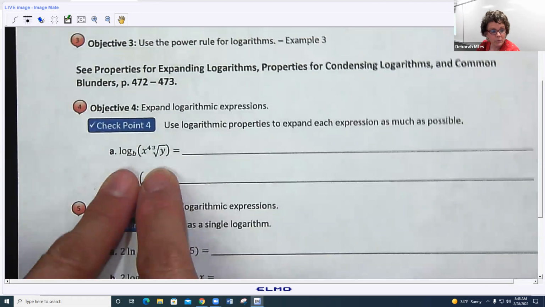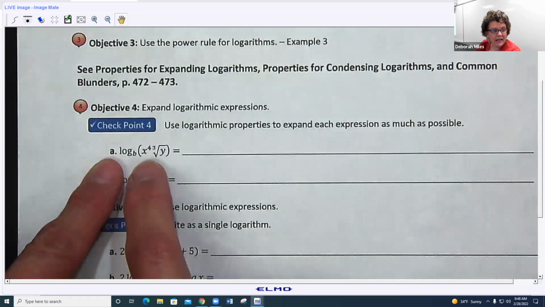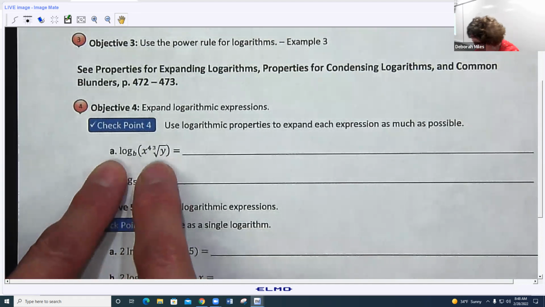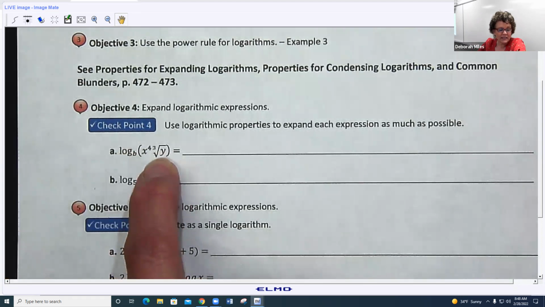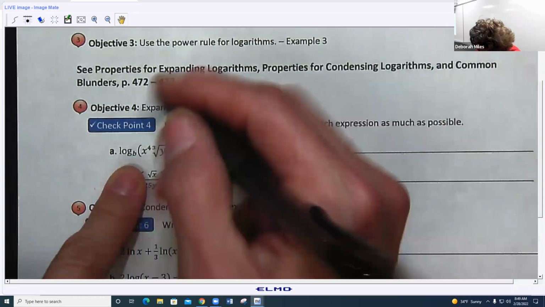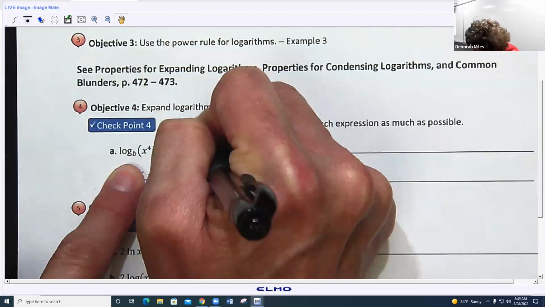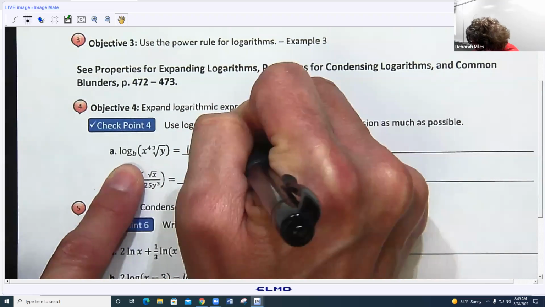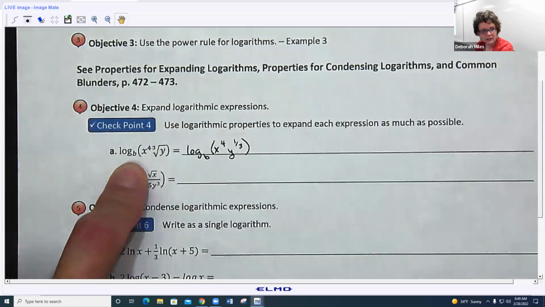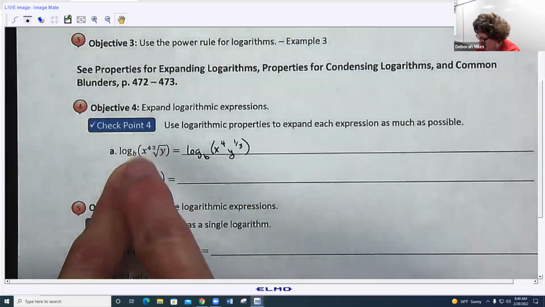All right. Part A, log base b of x to the 4th times cube root of y. One thing that you always want to do is write radicals as exponents so that in the last step you can bring the exponent out front. What exponent means cube root of y? 1/3. So I could rewrite this as log base b of x to the 4th y to the 1/3. I haven't used any properties of logs. I've just rewritten a radical as an exponent.